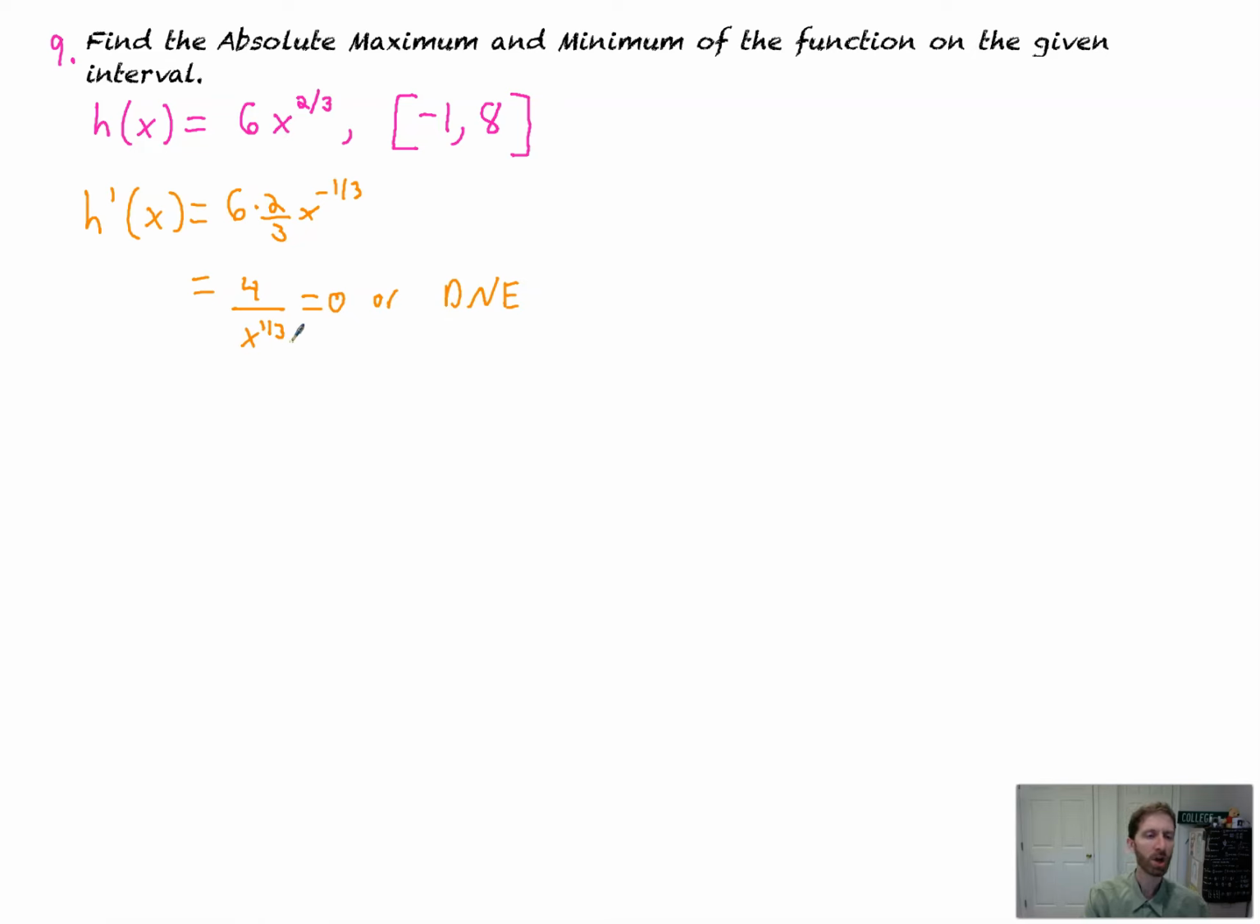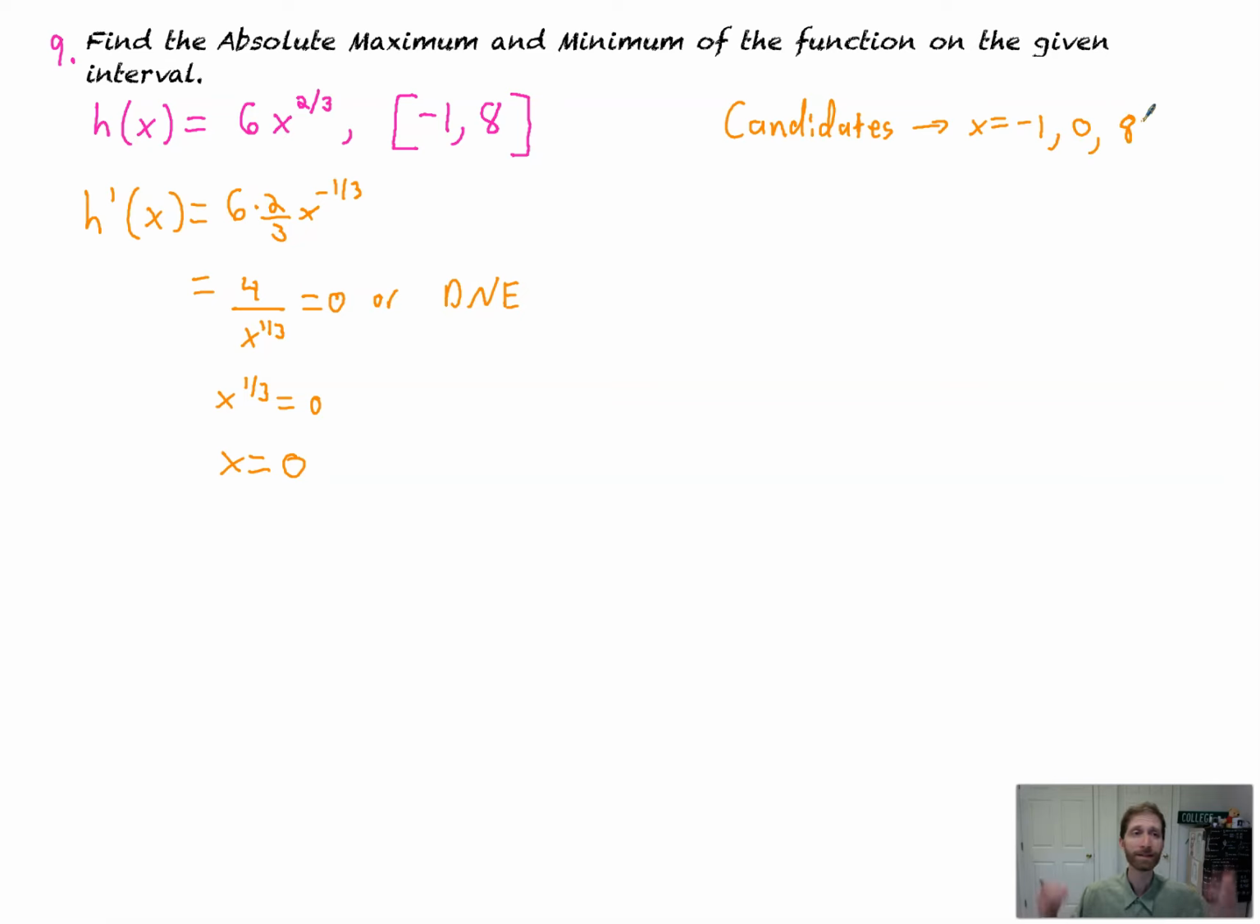You'll see why. So this will never equal 0 because in order for a fraction to equal 0, the numerator needs to equal 0, and it doesn't. It's 4 all the time. So that's out. However, for the derivative to not exist, we would need the denominator to equal 0, and it does. X to the 1/3 will equal 0 when x equals 0. That's our critical number, right? So a critical number that we're going to plug into our candidates. So the candidates for our absolute max and min, in order: negative 1, our endpoint, 0, a critical number, and 8.